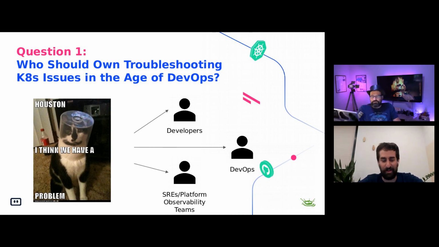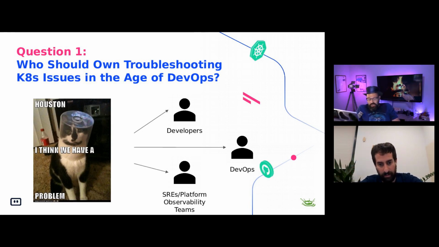Or maybe the SRE, or platform observability, or some other name for a guy or girl who mainly does infrastructure related tasks and expertise. So Baruch, considering that DevOps is not a person, right? It's a bunch of practices. That middle arrow does not exist. DevOps is not a person, so we end up with a binary choice, right? It's either the developers or the infrastructure folks.